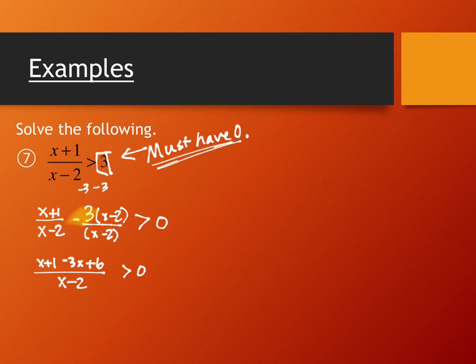If I combine like terms, what do I have on top? I'll start you out, -2x, then what? Plus 7, thank you, Tiffany, over x minus 2.